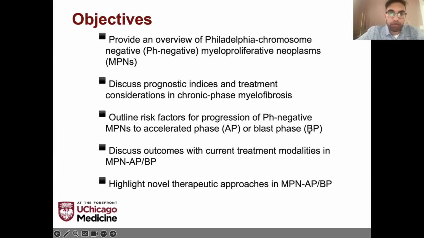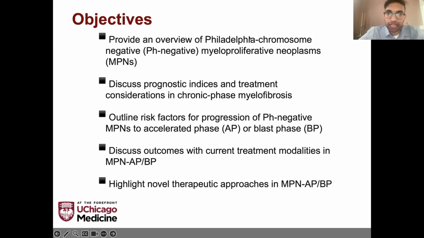So really, over the next 30 to 40 minutes, I want to start by laying a foundation for just what our pH negative or classical myeloproliferative neoplasms are. We're going to focus on some of the risk scores that we can use, particularly in myelofibrosis, to identify patients that may be at increased risk of disease progression to the accelerated phase or blast phase, and really hone in on what those risk factors for progression are.